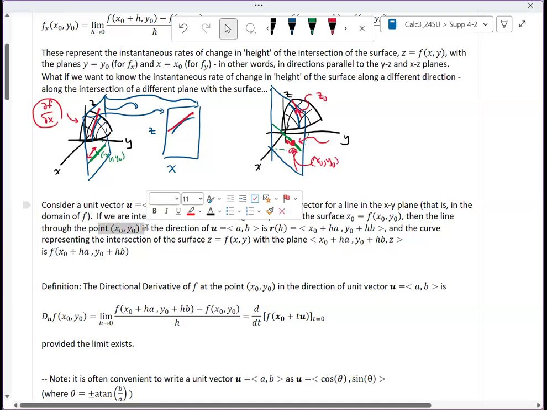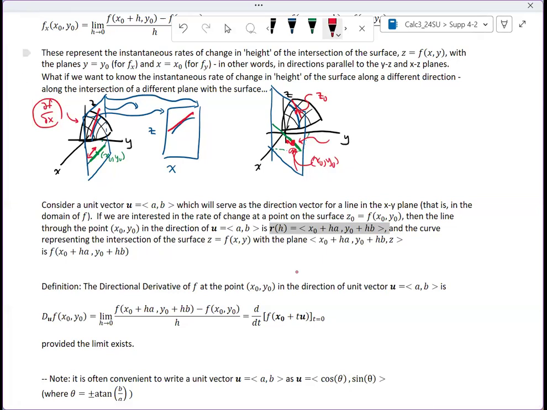Then the line through this point, x naught, y naught, in the direction of u, ⟨a, b⟩, we could write as r of h equals ⟨x naught plus ha, y naught plus hb⟩. That is just the representation of this green line up here that's lying in the xy plane. That's the direction of interest.